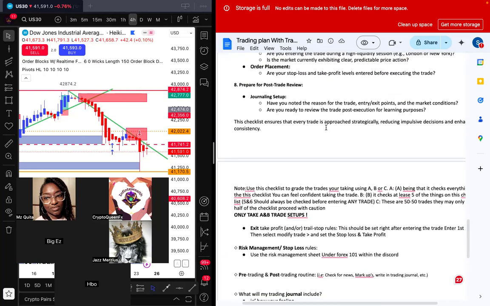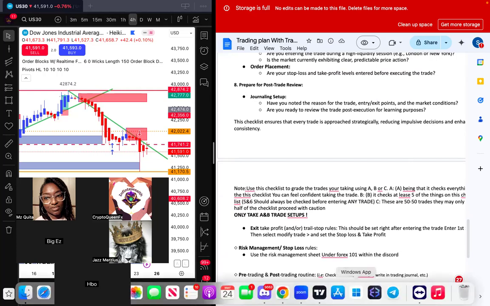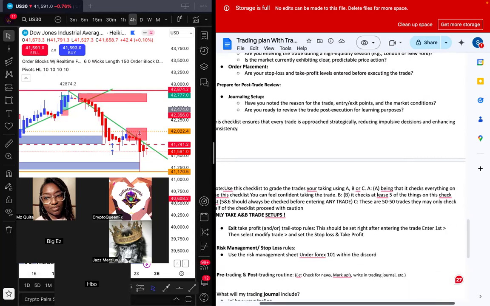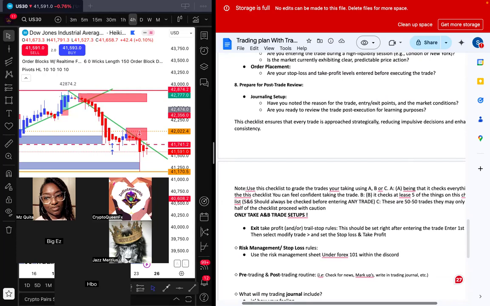To ensure your trade approach is strategically reducing impulse decisions and enhancing consistency, use the checklist and only take A and B setups. A being that it checks everything on this checklist. Like I can feel good going in. I can go through this checklist. Everything on here is checked. Okay. 5 and 6 should always be checked. That's your trading psychology. That should always be checked before entering any trade.